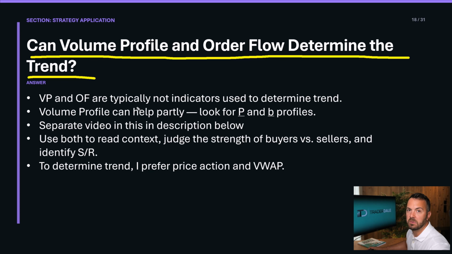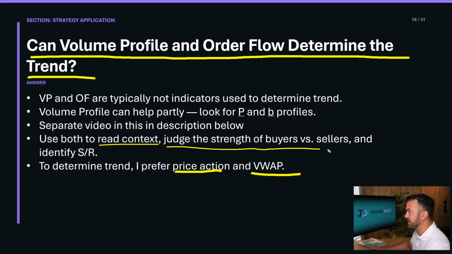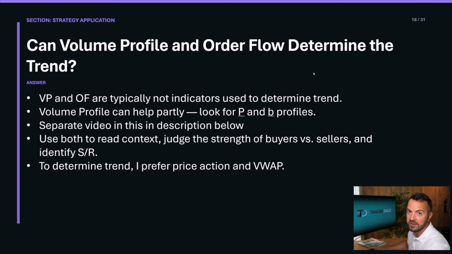What I do to determine a trend is I use price action and VWAP. Volume profile and order flow are better to read the context of the market, judge the strength of buyers versus sellers, and identify support and resistance zones. This is where the strength of volume profile and order flow lies. For identifying the trend, it's better to use price action and VWAP, in my opinion.